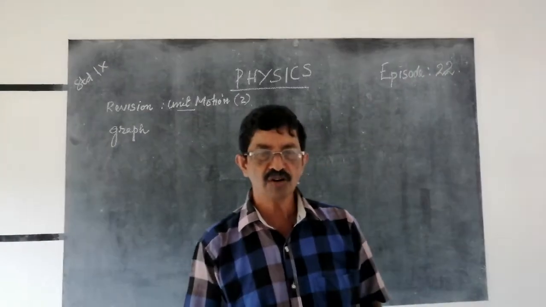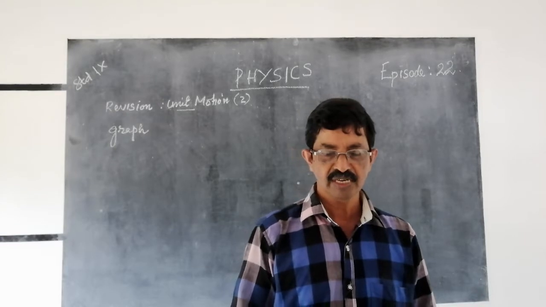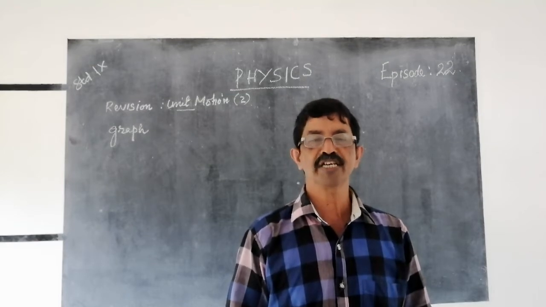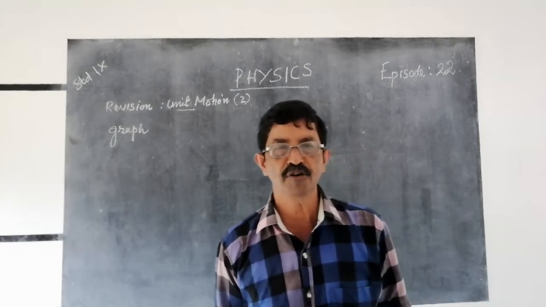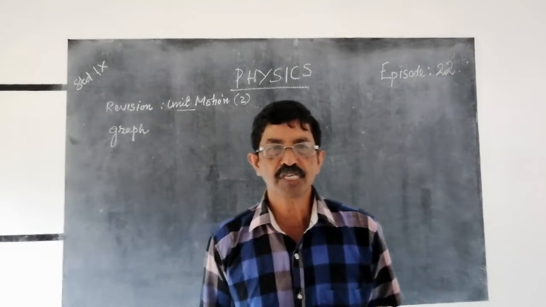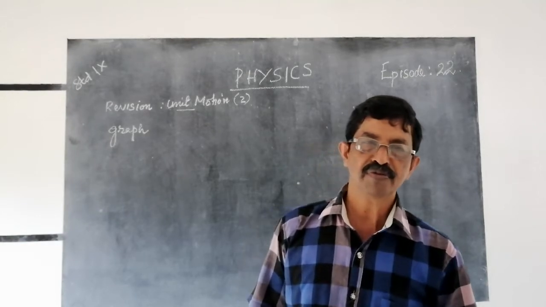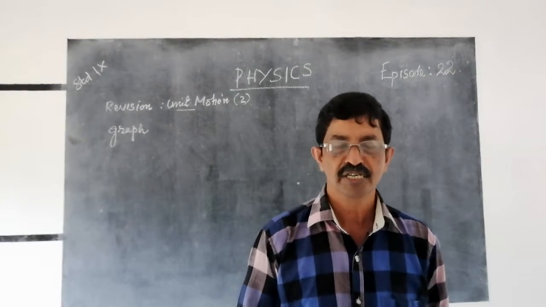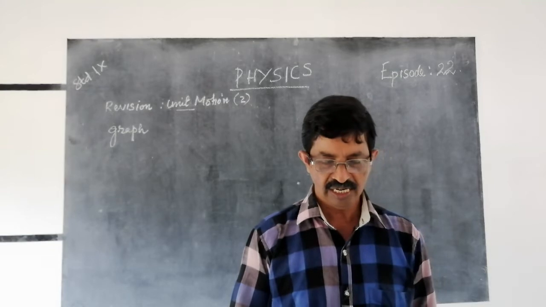Now, one question to you that you already know the answer to. What kind of graph is used to represent motion of an object? To represent motion of an object, we use a line graph.